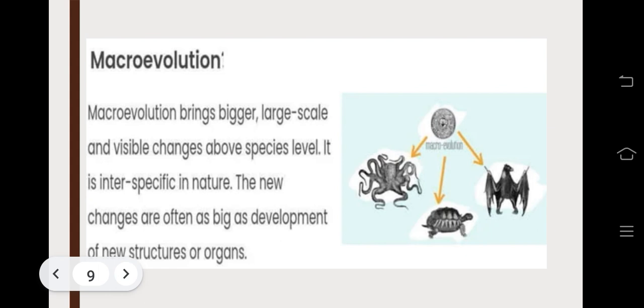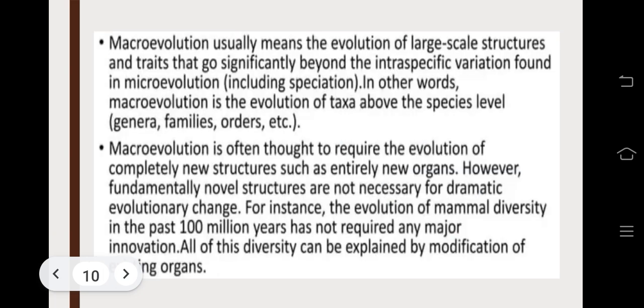Then macroevolution. Macroevolution brings bigger, large scale and visible changes above the species level. It is interspecific in nature. The new changes are often as big as the development of a new structure or organ. Macroevolution usually means the evolution of large scale structures and traits that go significantly beyond the intraspecific variation found in microevolution, including speciation. In other words, macroevolution is the evolution of taxa above the species level: genera, families, orders, etc.